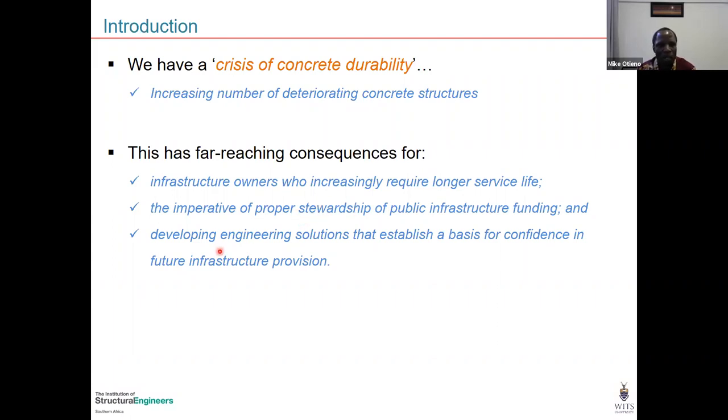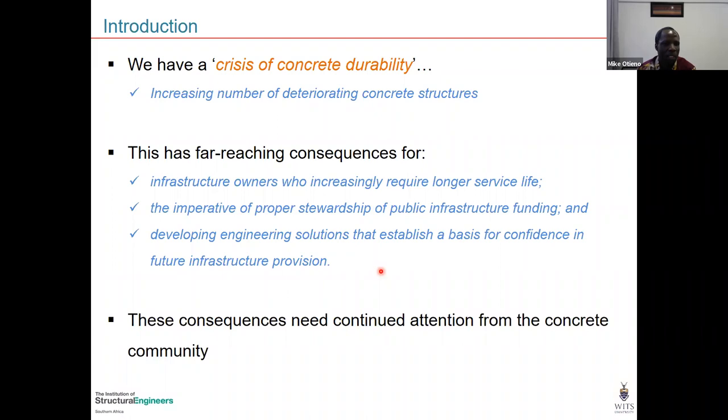We also have to think about developing engineering solutions so that we can have confidence in our infrastructure in terms of their performance from a serviceability point of view in the long run. So as structural engineers, as concrete technologists, as people interested in this field, we really need to have this mindset of finding solutions in a continual manner, so that we can attend adequately to these consequences and the demands that relate to them.